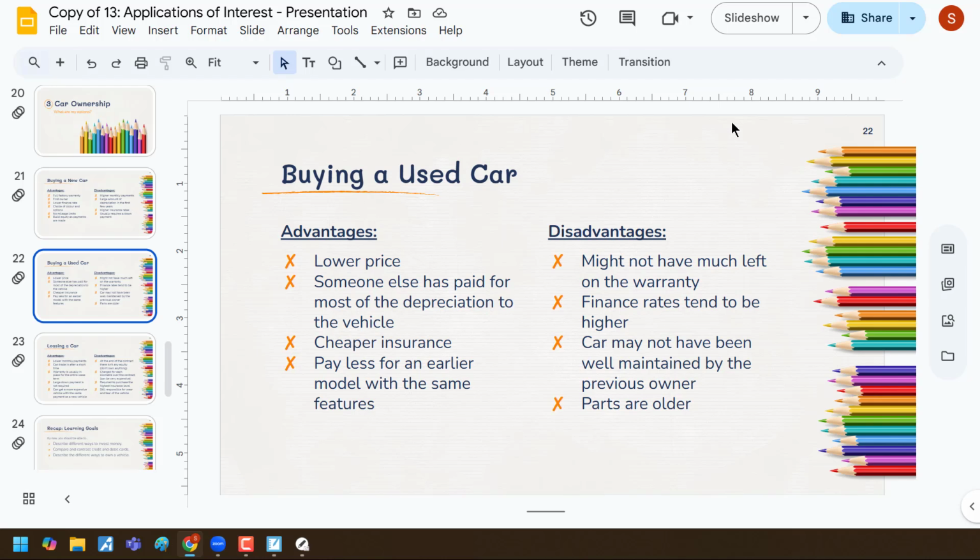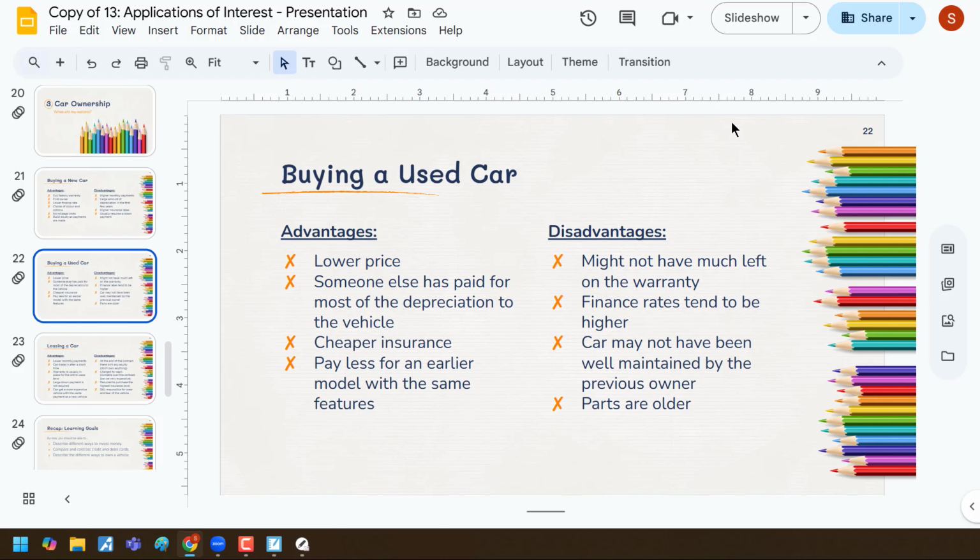All right, buying a used car. What are some pros and cons? Well, some advantages are usually a used car is a lower price. Someone else has paid for most of the depreciation to the vehicle. Cheaper insurance. Pay less for an earlier model with the same features. Disadvantages. Might not have much left on the warranty. Finance rates tend to be higher. Car may not have been well maintained by the previous owners, and parts are old.